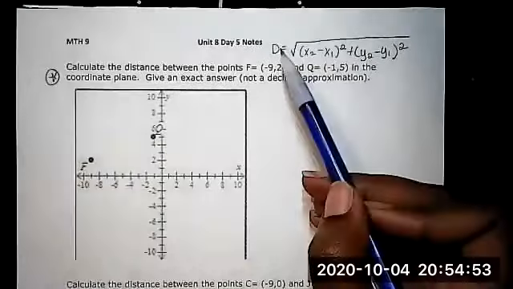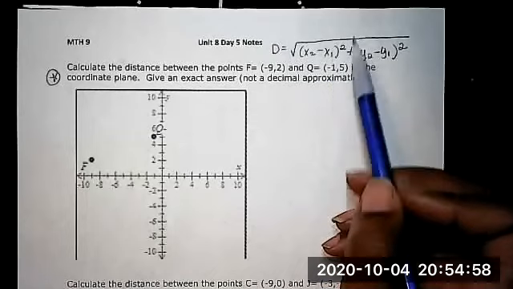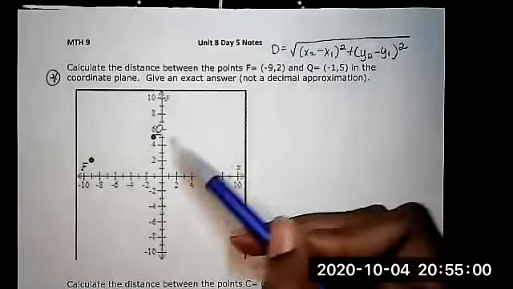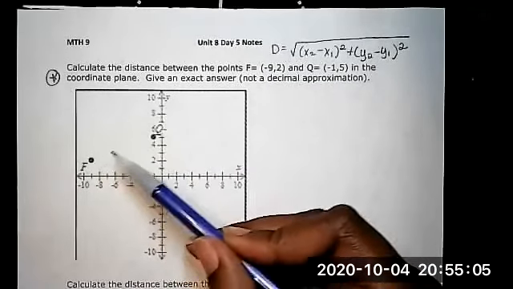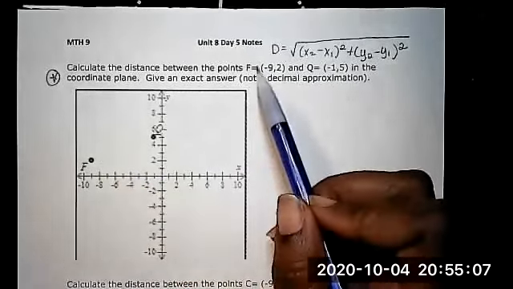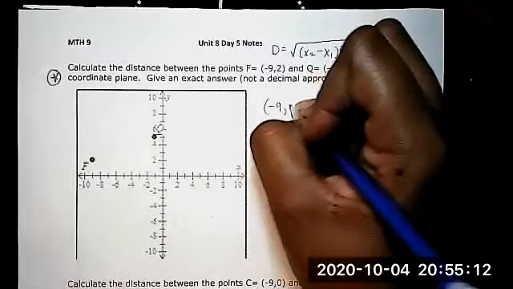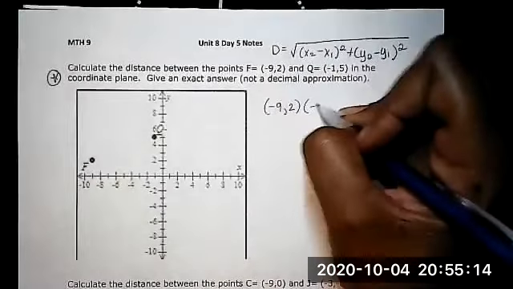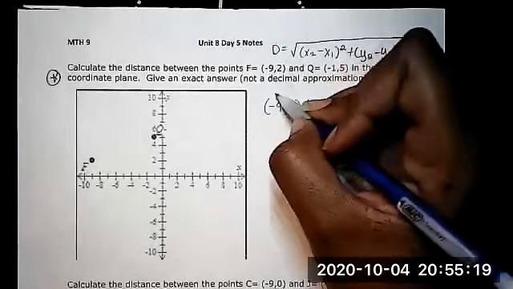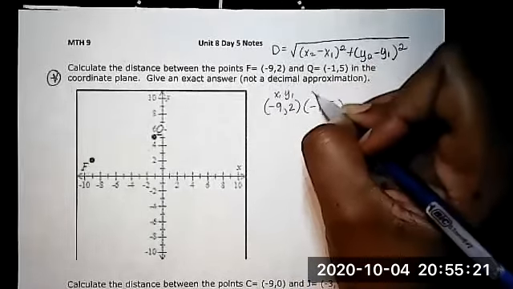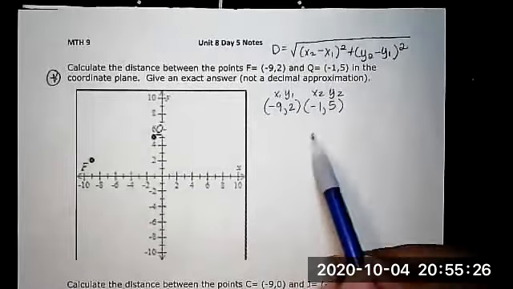So the distance formula is here: the square root of x2 minus x1 squared plus y2 minus y1 squared. The only issue here is basically you're trying to find the distance between these 2 points. You have to know how to label. Once you know how to label, you got it, okay? So negative 9, 2 is a point, and the other point is negative 1, 5. All you have to do is know how to label. Each point has an x and a y: x1, y1, x2, y2. Once you learn how to label, you're good.